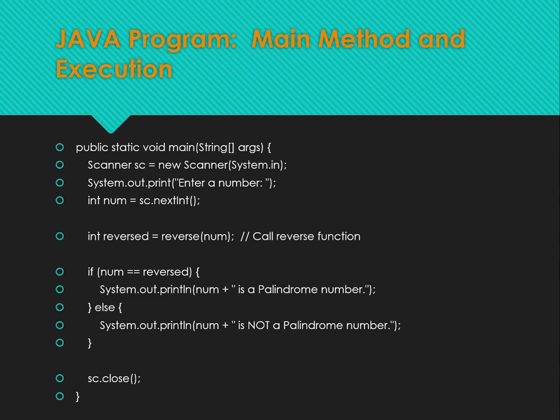Here is the main method that drives the program. We start by creating a scanner object to accept input from the user. We store the input in the variable num and pass it to the reverse function. We store the returned value in reversed and compare it with num. If both are equal, the number is a palindrome. Otherwise, it is not. Finally, we close the scanner to release the input stream.